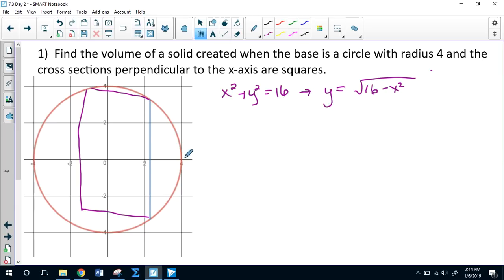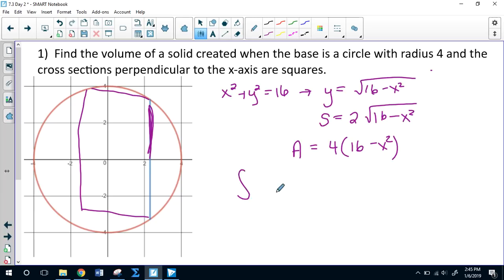That is what would represent this upper half of the circle. Since I need the square to have a full base, and right now that only represents this portion of it, I'm going to double it to represent the whole base. So 2 times the square root of 16 minus x squared is one side of the square. And now we need to find the area formula. So this is one of our steps. The area of a square is just side squared. So it looks like this.